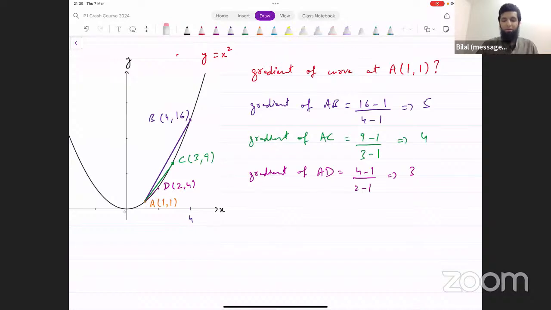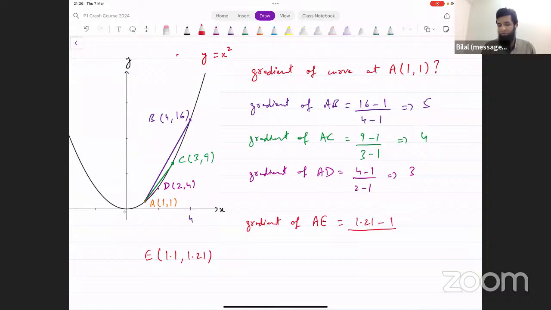So if I were to take another point that's even closer, let's call that point E. I can't really show that in the diagram because it will be extremely close, so it's not going to be visible. Let's say that was 1.1. What would be the corresponding y coordinate? 1.1 squared gives me 1.21. If I were to find the gradient of AE now, that is 1.21 minus 1 divided by 1.1 minus 1. That will give me 2.1. Again, it's even better than before. It's closer to the actual gradient.